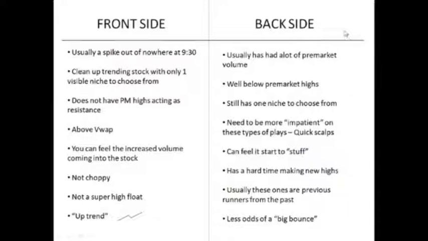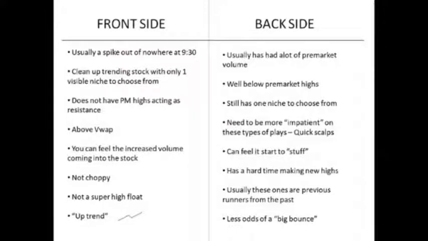So basically in backside, it has a lot of volume, a lot of pre-market volume. Usually what happens is that these stocks get a lot of volume pre-market, and they usually have a lot of previous pre-market highs. I'm going to get into some diagrams with some examples later, but basically we can just use this to go off of. It's well below pre-market highs. It's had a lot of pre-market volume.